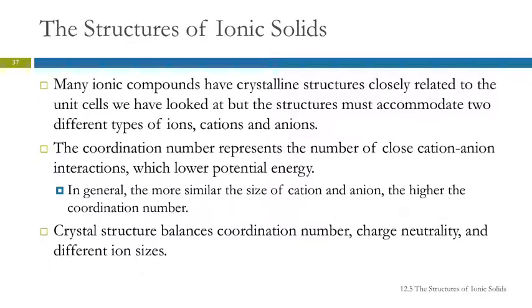If the cation and anion are similar in size, they compact together better than if one is much larger than the other. So the crystal structure that actually forms balances a number of things. It balances a coordination number, trying to get the highest coordination number. We have to have charge neutrality. So if you need two chlorides to balance the charge on your calcium, that's going to affect the crystal structure. And then different ion sizes are going to mess around with that as well.